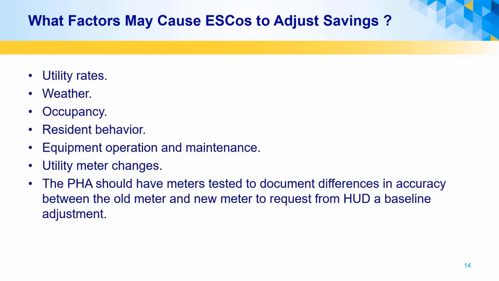Action needed to be taken to document the relative accuracy of the old meter compared to the new meter, to appropriately adjust the savings, must be approved by HUD.